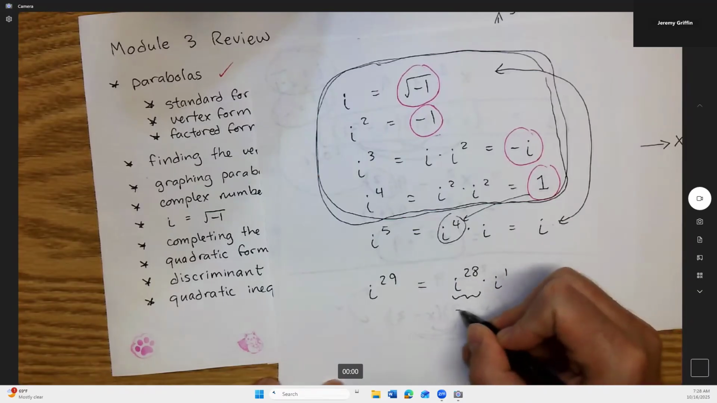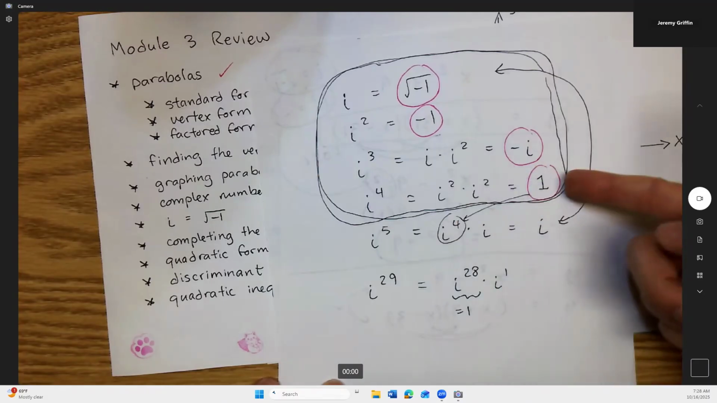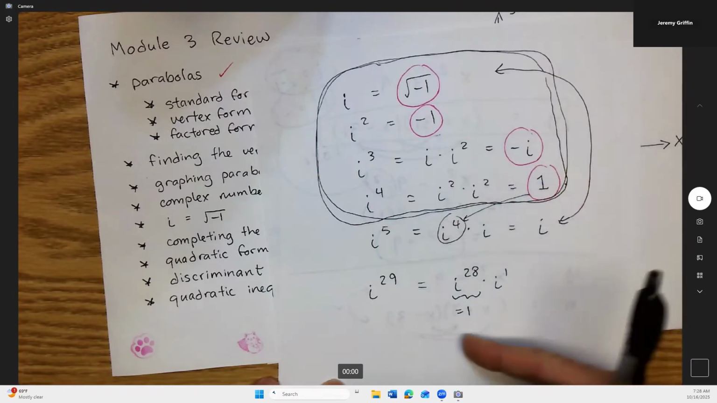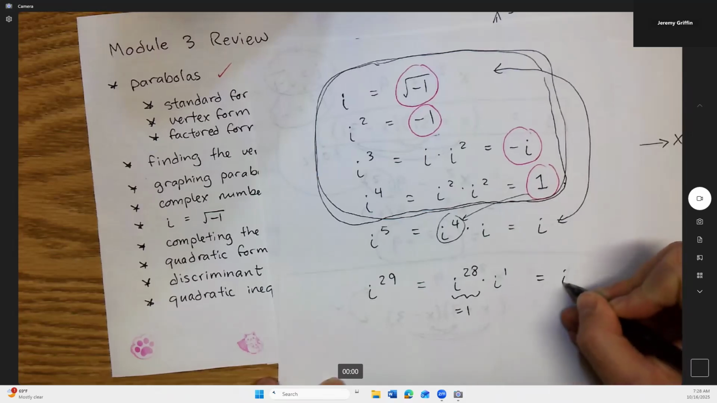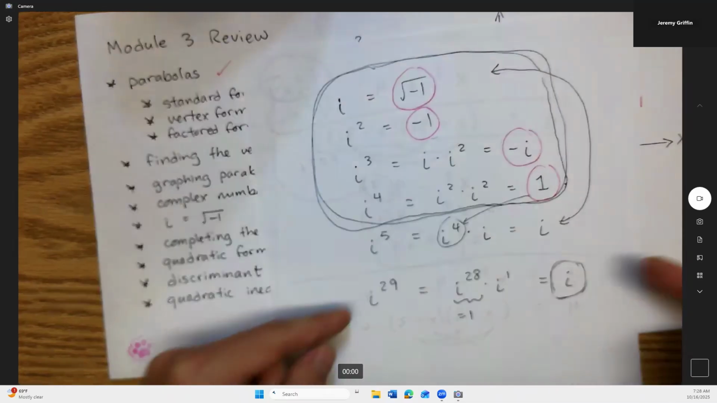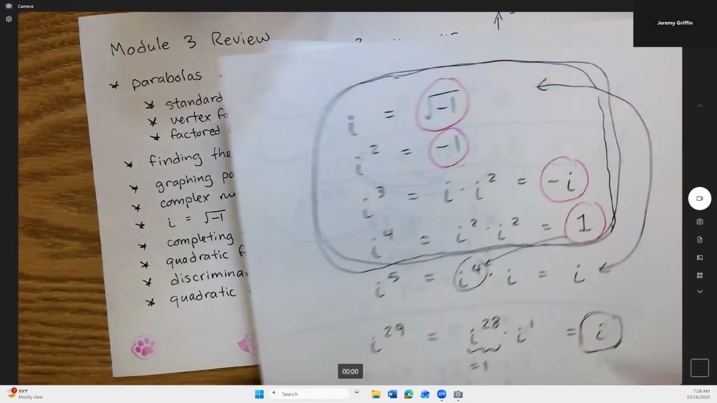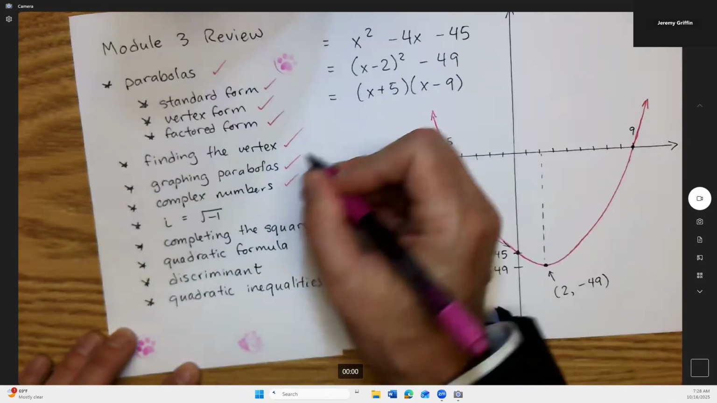So this part right here is just equal to 1, because i to the 4, you just do that 7 times over. It's just 1 times 1 times 1 times 1 times 1 times 1 times 1, which is 1. And then I have an i left over. So i to the 29 is i. Right? All right, so we did say complex numbers, check.